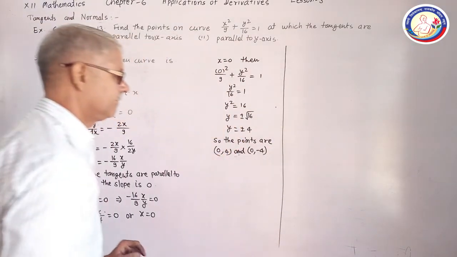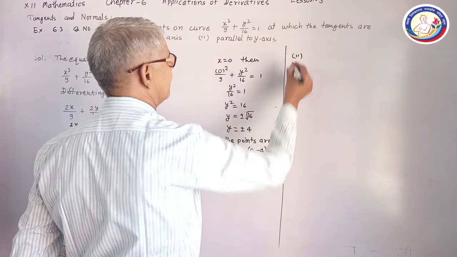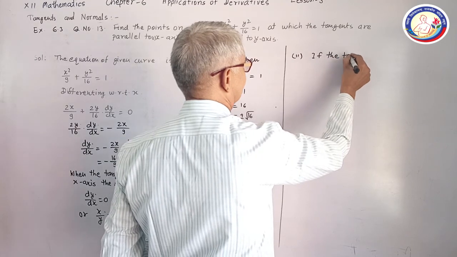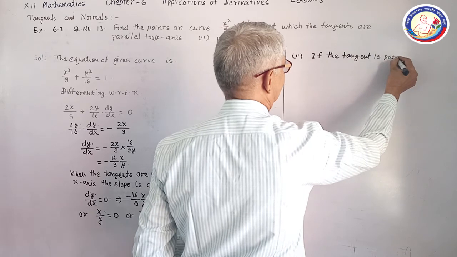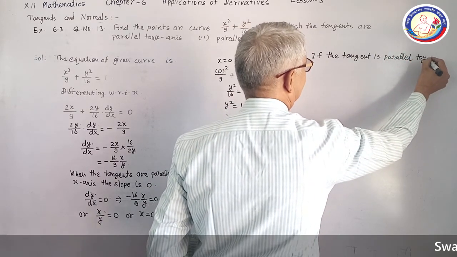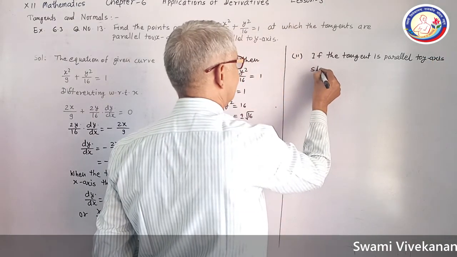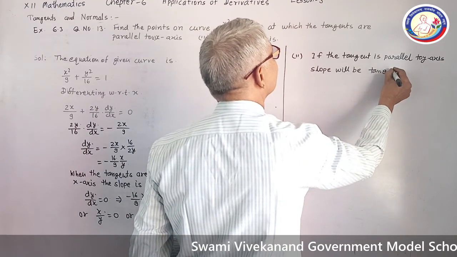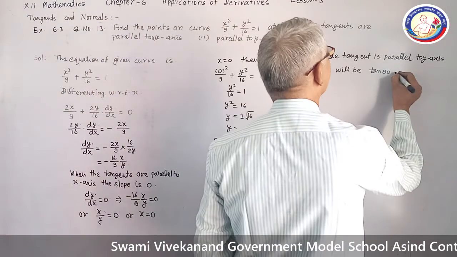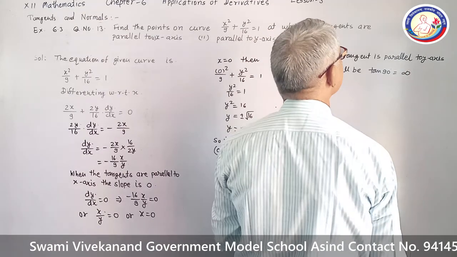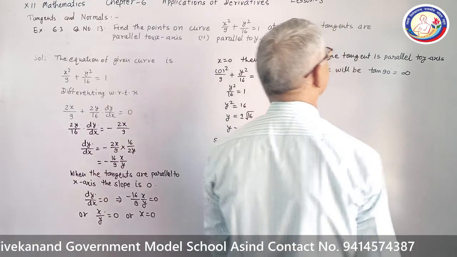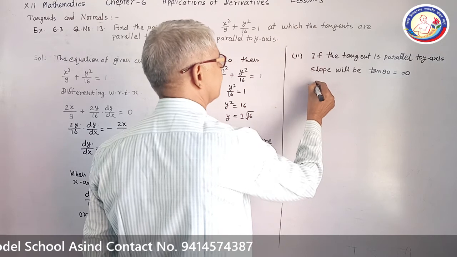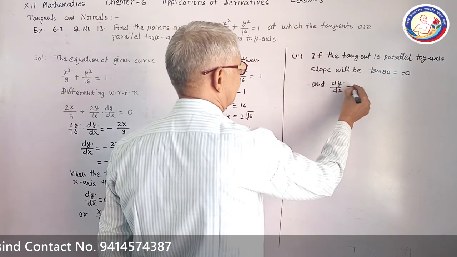Now, second part. This is first part. If the tangent is parallel to y-axis, slope will be tangent of 90 degree, because y axis makes an angle of 90 degree with x axis, and tangent 90 is infinite. And dy by dx equal to infinite.